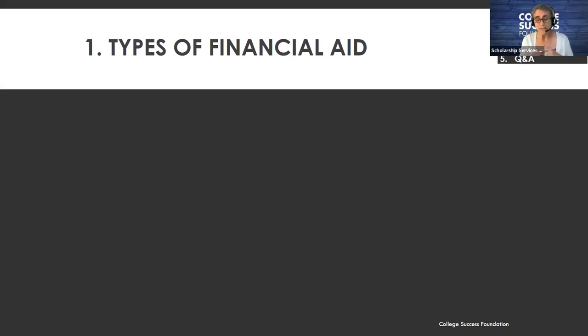can be stacked, meaning that a student that qualifies for Pell Grant, for example, may be eligible for the Federal Student Education Opportunity Grant and other programs. So students can receive more than one type of financial aid that you're going to be seeing on the screen.